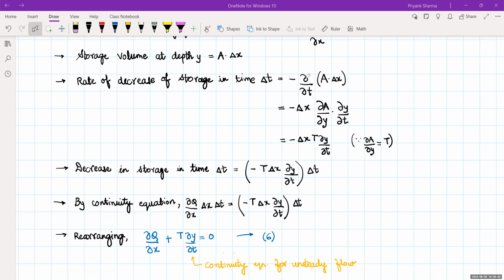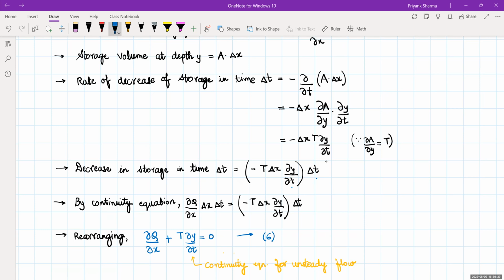We make it a derivative, so this becomes del A by del t. Involving the depth term also, it is del A by del y into del y by del t, into minus delta x. Rearranging, we know that del A by del y is the top width. So it becomes minus delta x T into del y by del t. So the decrease in storage in time delta t is minus T into delta x del y by del t into delta t.